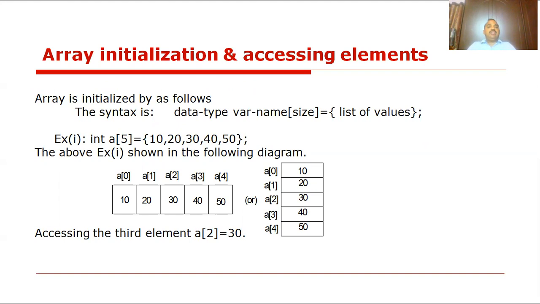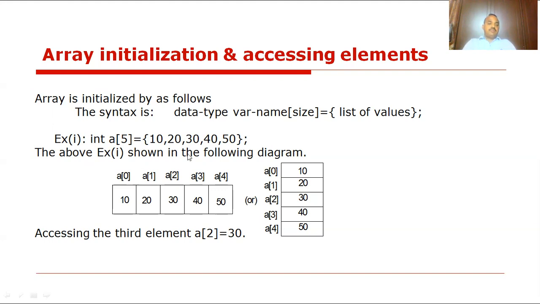So, an array is initialized as follows. The syntax is data type, variable name, size, and a list of values. Example, integer a of 5 equal to 10, 20, 30, 40, 50. Integer a of 5: 5 means 5 values we can assign. So simply 5 blocks of memory allocated to A. Clear? Then 10 is assigned into location 0. Then 20 is assigned into index 1, then index 2, index 3, index 4. So we know an array starts with lower bound value 0 and upper bound value equal to n minus 1.